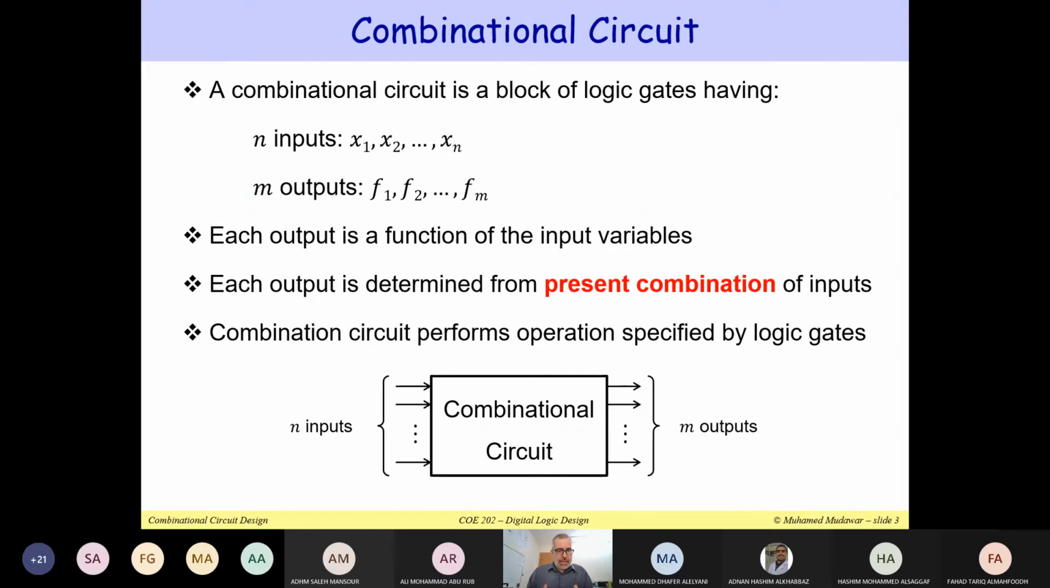The circuit is designed to perform a specific operation. For example, you can have a combinational circuit that does addition or subtraction or multiplication. So you can design combinational circuits for that.